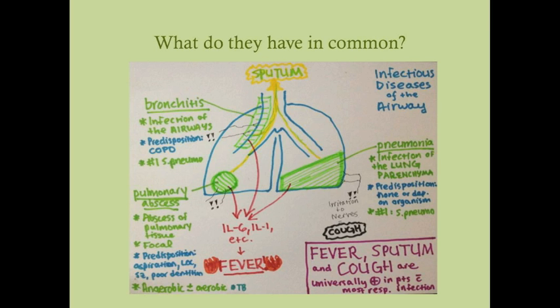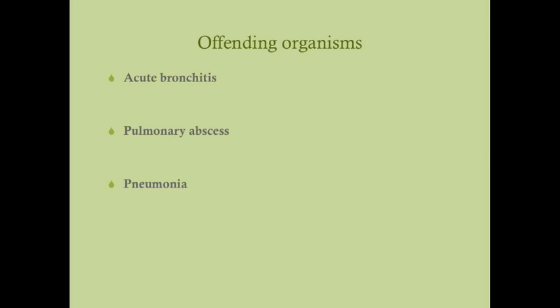The fact that there's an infection here causes irritation to the nerves, and that's causing a cough. The infected tissue is releasing inflammatory mediators such as interleukin-6 and interleukin-1, and those both cause fever, as well as many of the other inflammatory mediators that are being released. So sputum, cough, and fever are the three things that we see all the time in respiratory infections. We're going to talk about these now individually.